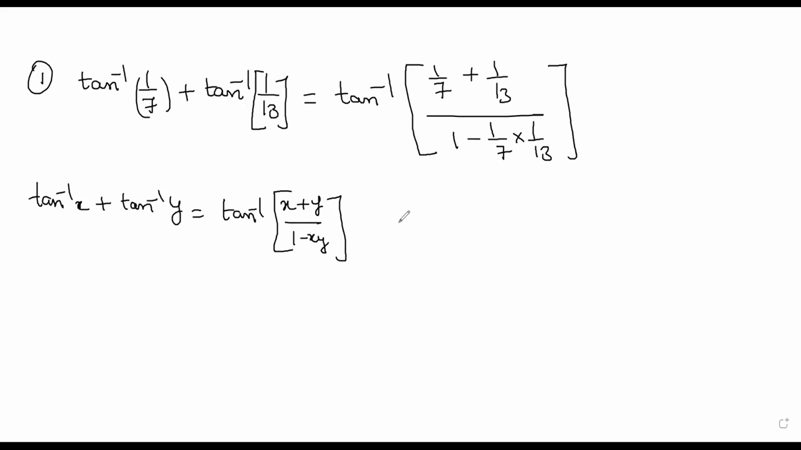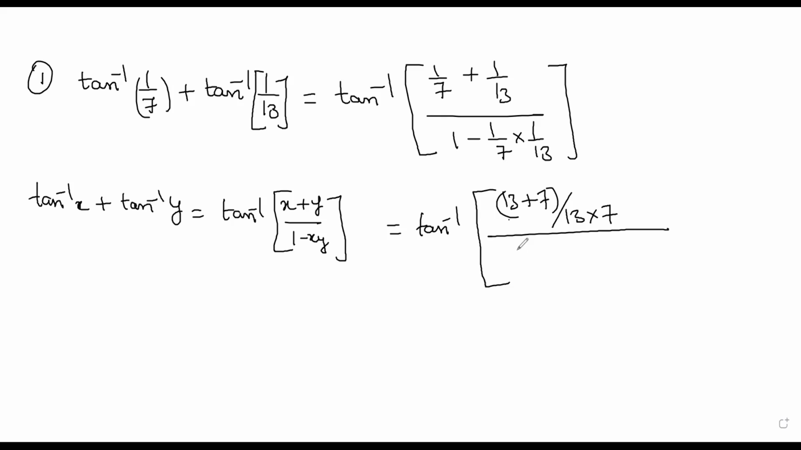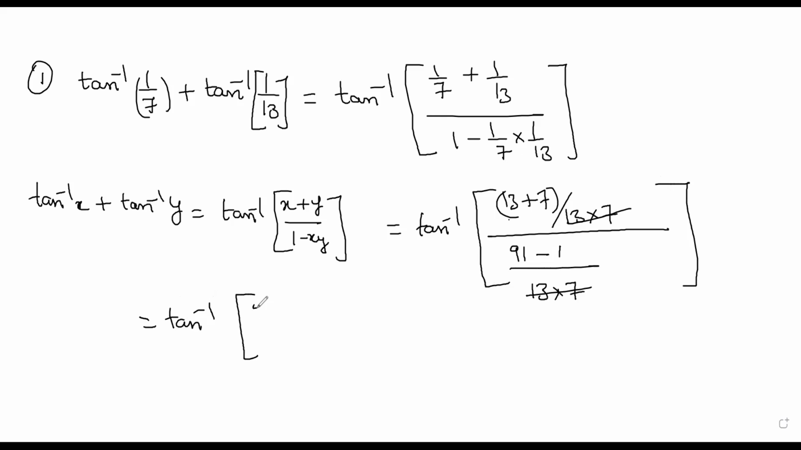Now, tan inverse of 1 by 7 plus 1 by 13. So, on the top, 13 plus 7 is what you get. Denominator 13 into 7, keep it as it is, don't multiply. Whole divided by 1 minus 1 by 13 times 7. So here you have tan inverse of 13 plus 7, that is 20, whole divided by 91 minus 1, which is 90. 20 by 90 is nothing but 2 by 9. So tan inverse of 2 by 9. Hence proved.